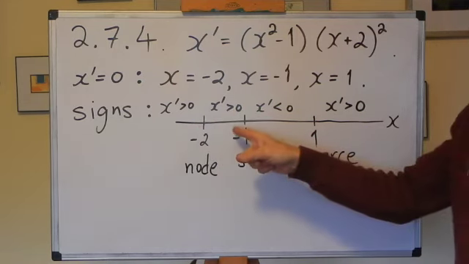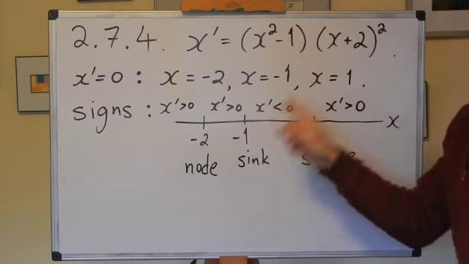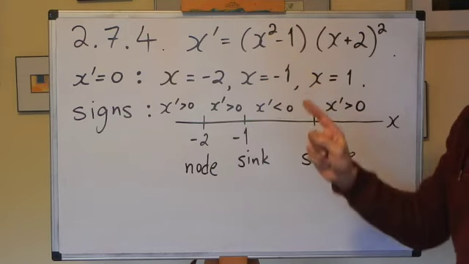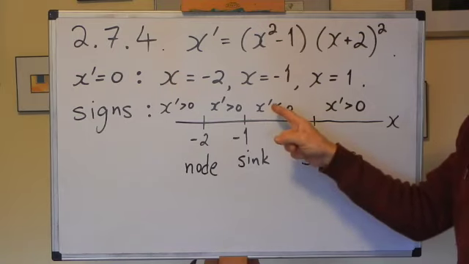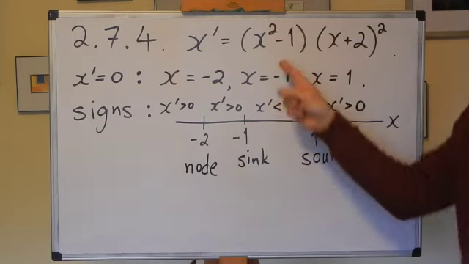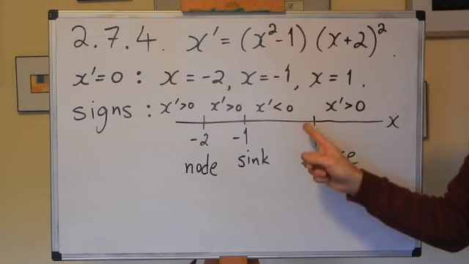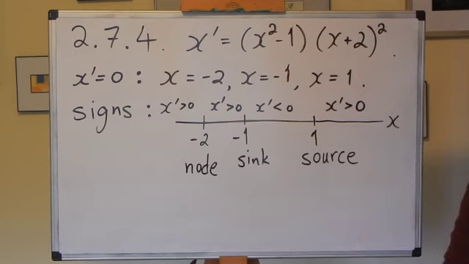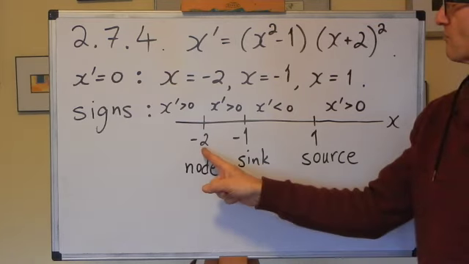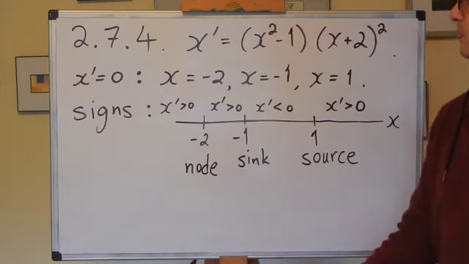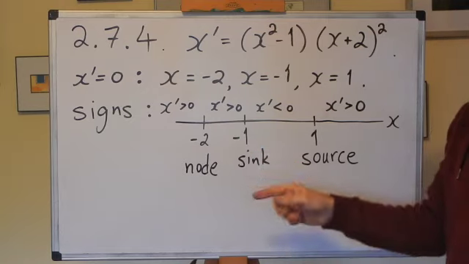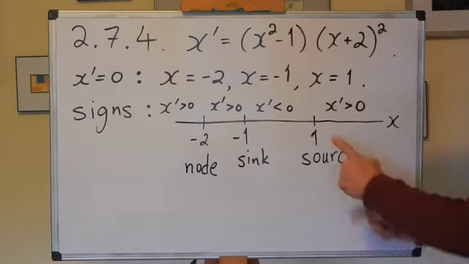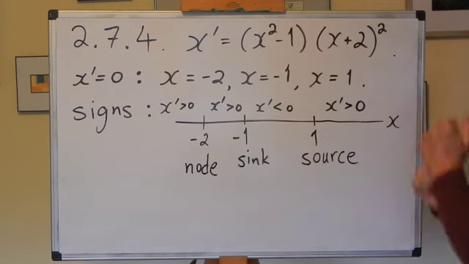Then when x crosses from the left side to the right side of minus 1, this term x squared minus 1 flips signs, and so we have that x prime is negative. And then when x crosses from the left side to the right side of 1, this term x squared minus 1 flips signs again, and so x prime becomes positive again. So in terms of the behavior of the system, x equal to minus 2 is a node, and x equal to minus 1 is a sink, and x equal to 1 is a source.